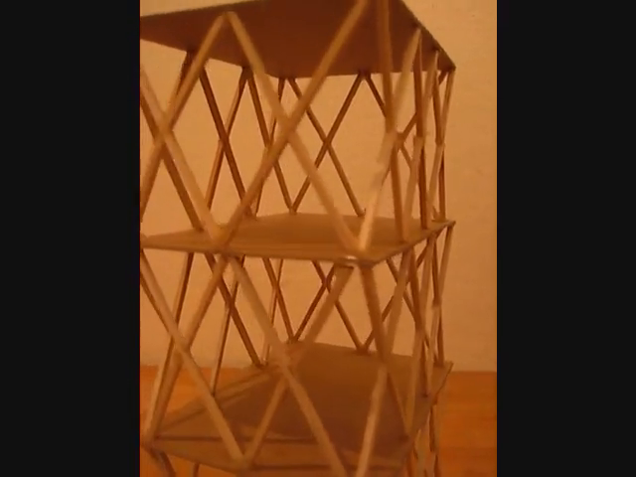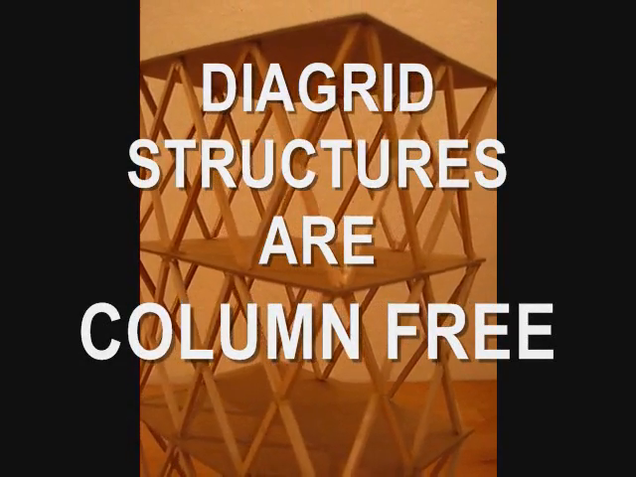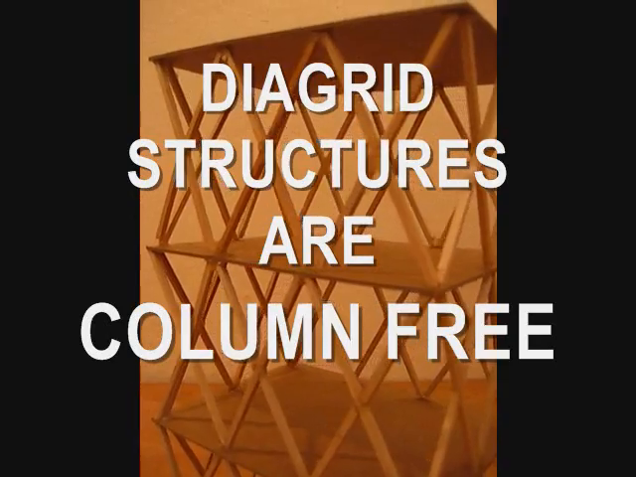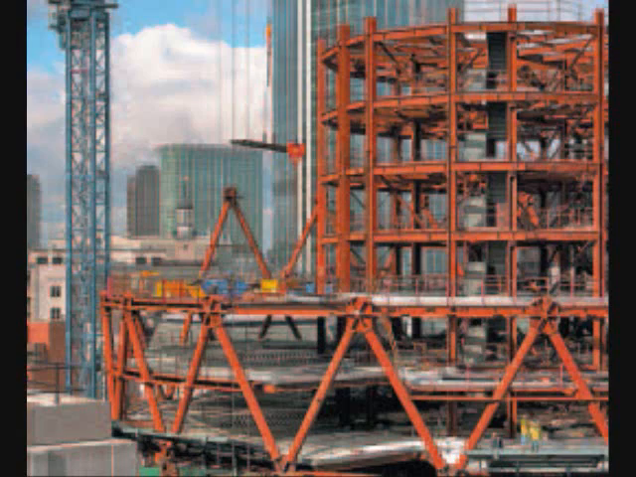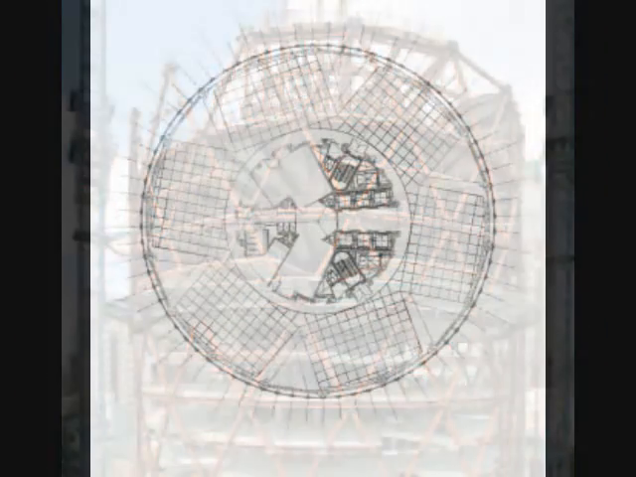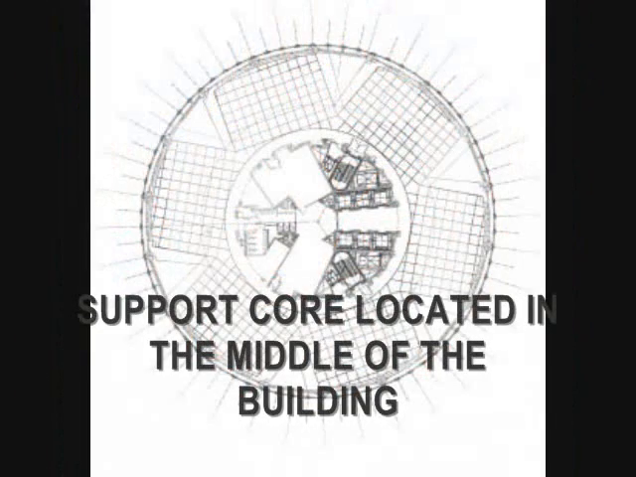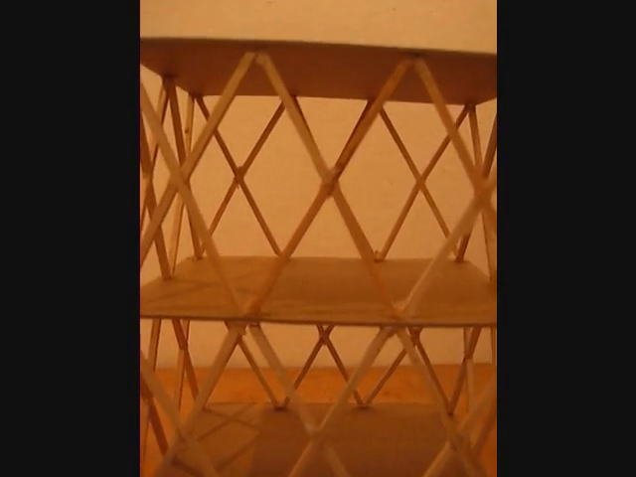Columns are used in normal structure in order to keep the building stable. However, when a Diagrid structure is utilized, there are fewer or no columns because the support core is in the middle of the building. The core, beams, and the Diagrid structure are connected and held together.